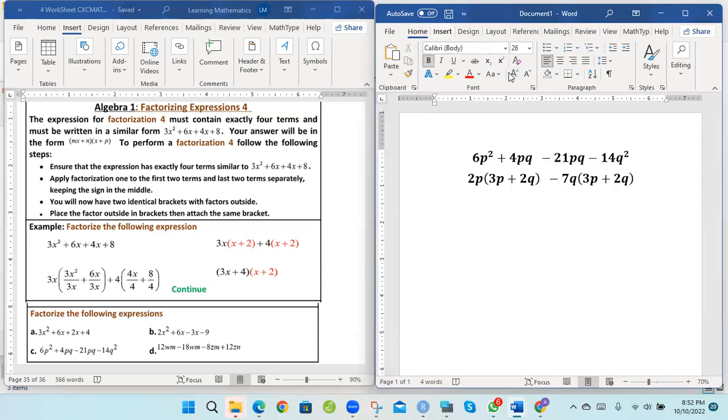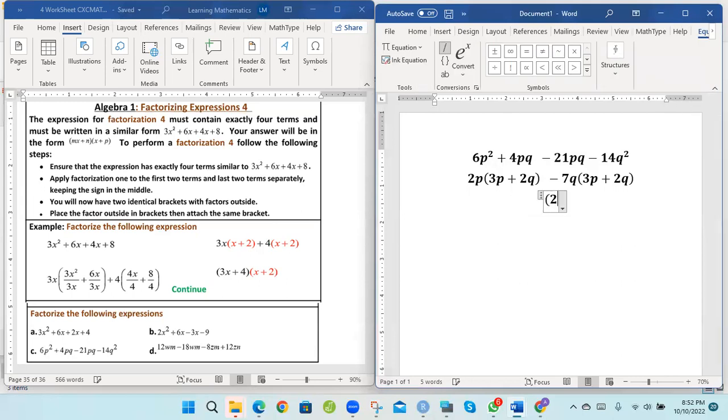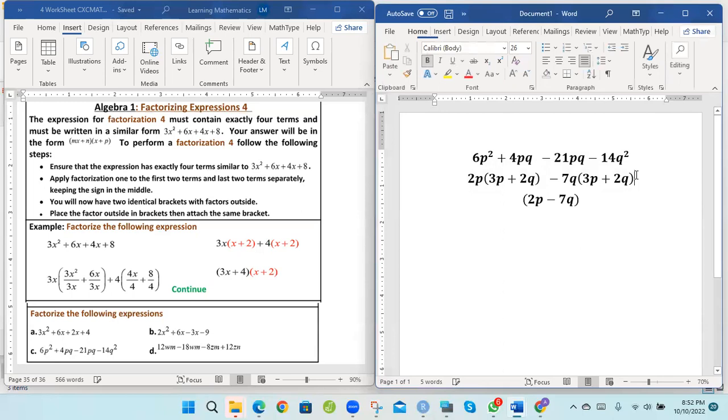Whatever is outside of the bracket, you place them in a bracket. What's outside of the bracket? A 2p and a negative 7q. And you simply attach the repeated bracket by the side of that bracket, and that's your answer.